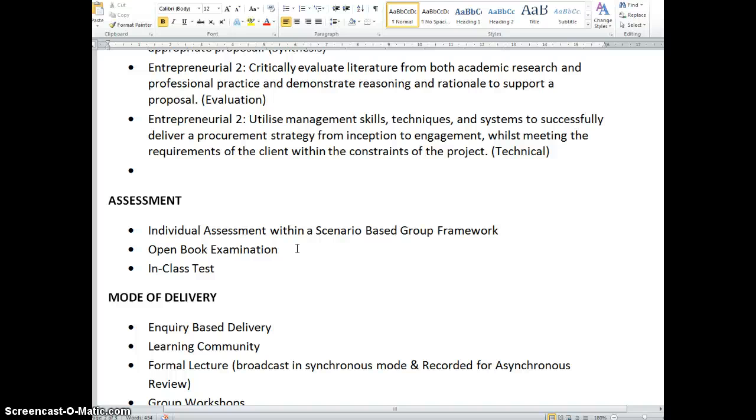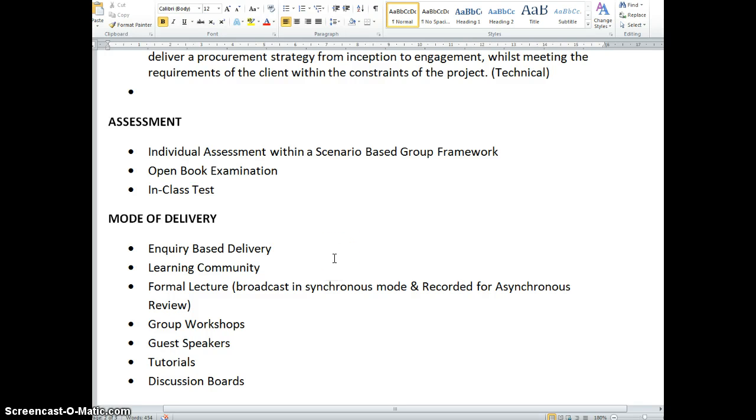So I think that one of the things we might want to start thinking about is how we use more open book examinations. That also goes for in-class tests. But I think I'm going to have to expand this out a little bit more as well. The other thing I've put down in this particular learning block is that I think mode of delivery.